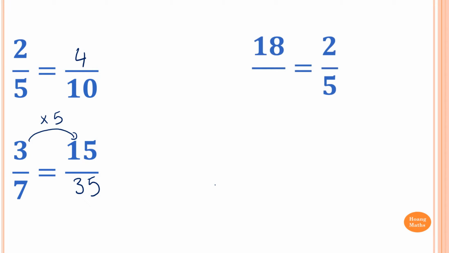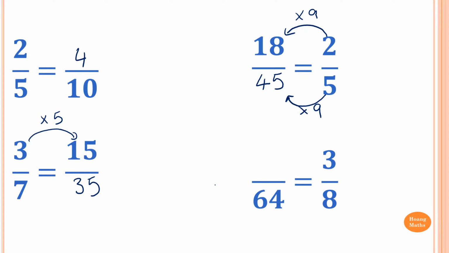18 over something is equal to 2 over 5. So now, we know that from 2 to 18, we times by 9. So therefore, from here to here, also need to times by 9. So 5 times 9 is 45. So that's the answer.